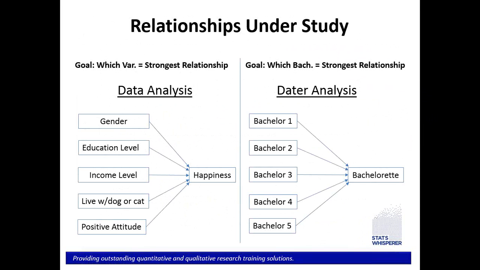So in data analysis, it's rather parallel. Instead of the Bachelorette, we're looking at our dependent variable, such as happiness. And we're trying to see on the left, under data analysis, of all these factors in life, which has the strongest relationship with happiness. Does gender have the strongest impact on happiness? Does education level have the strongest impact? Just like in the show, we're looking at, does Bachelor 1 have the strongest relationship with the Bachelorette? Does Bachelor 2?